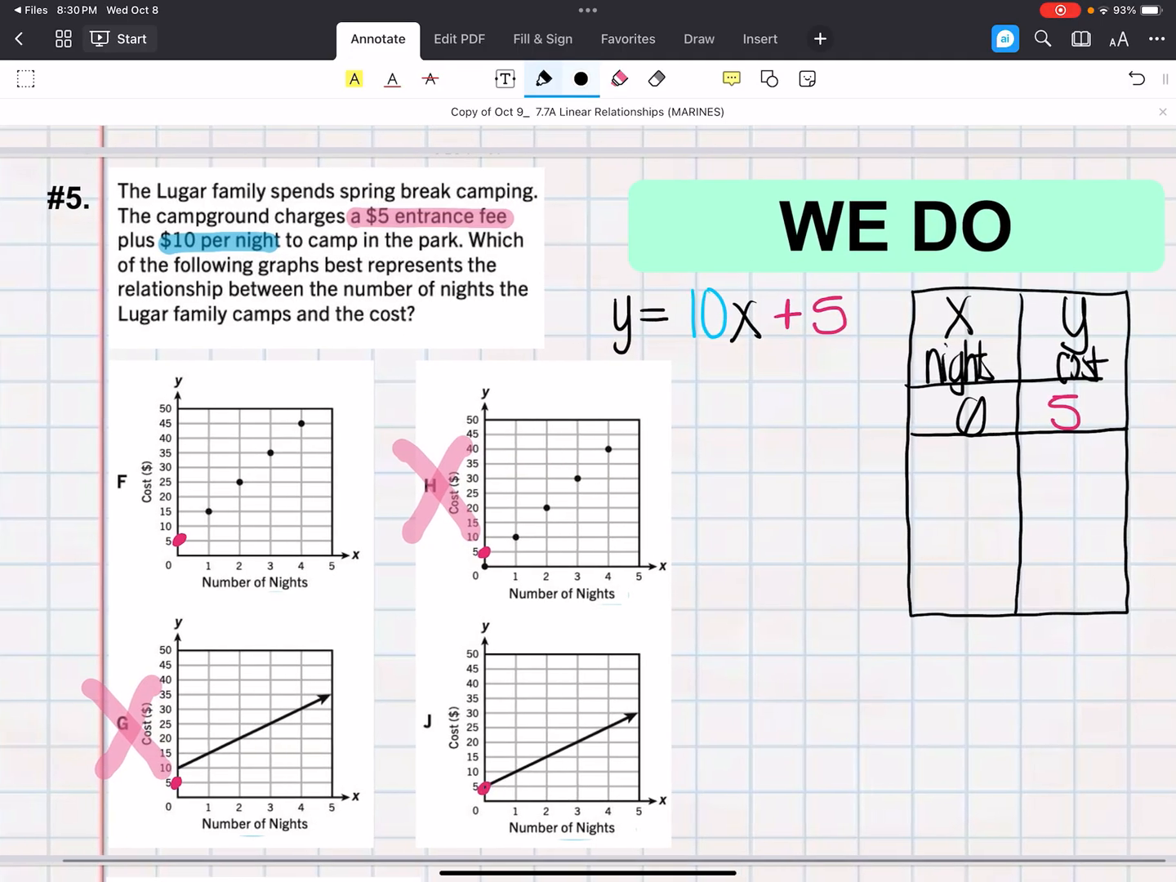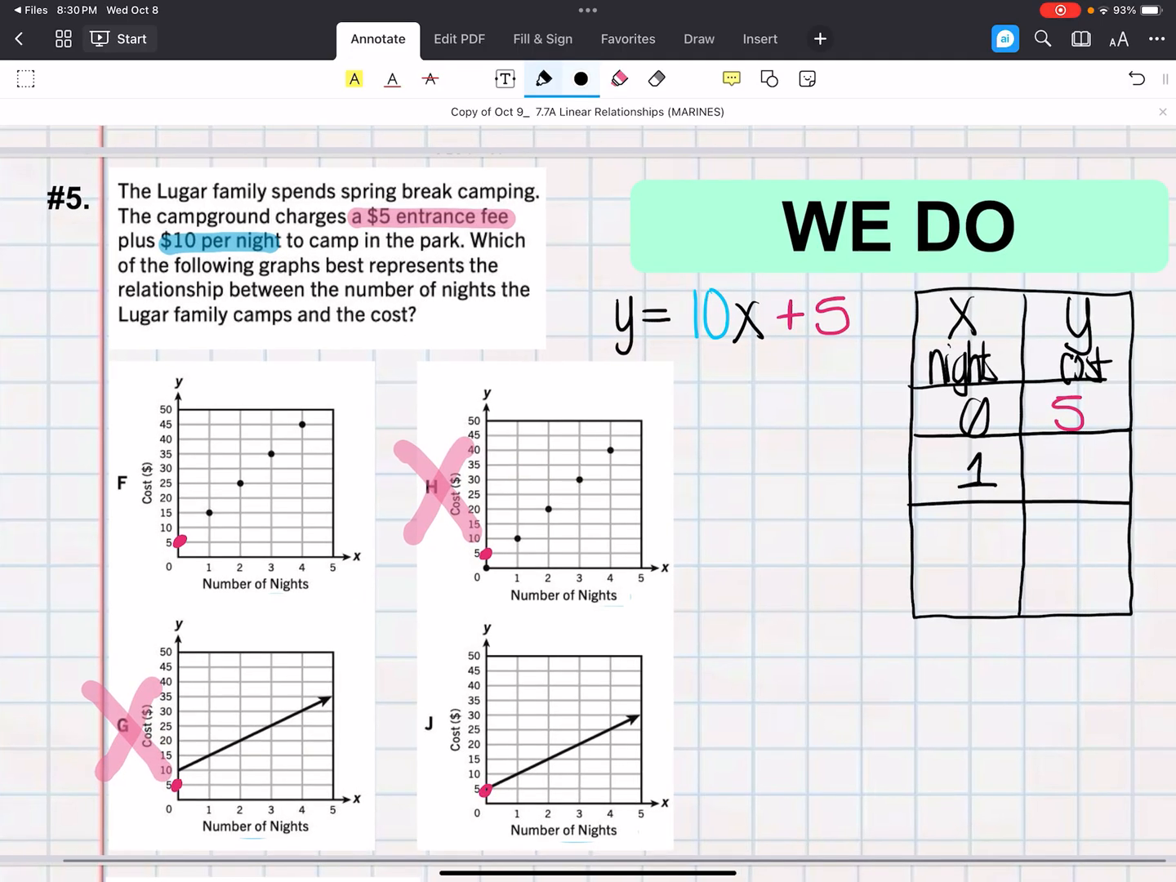Now let's continue our table. So if they stay one night, it says $10 per night. That means I'm adding $10 for one night. Now giving me a total of $15 after one night that they have stayed there. From the two options we have left, we can look for where X is 1, Y should be 15. And notice how there's only one answer choice that gives us that second ordered pair, which would be F.